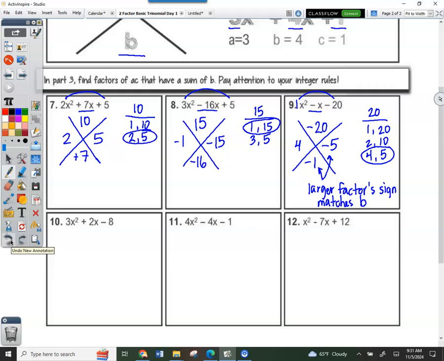All right, number 10. A times C. What do we get? Negative 24. And then down here, positive 2. So factors of 24. I would love for you to list the factors of 24. I feel like I'm kind of listing them for you. Just start counting.